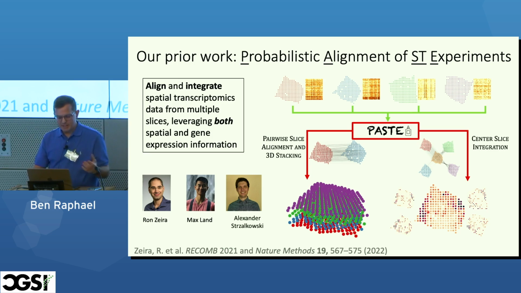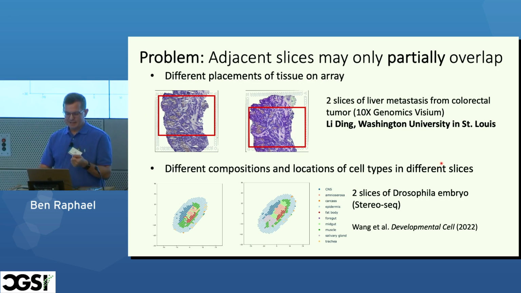So this was PASTE. It came out a little over a year ago, and we were very excited to use it, and we have been using it. But we discovered one issue with the algorithm, and that's that in many real applications, the slices may overlap only partially. And this is sometimes a technical artifact. This was data from our collaborator, liver metastasis slices, 2 slices from the same liver met. And just the way they put them on the array, they don't overlap the whole region. They only overlap in the center, in this red highlighted box.